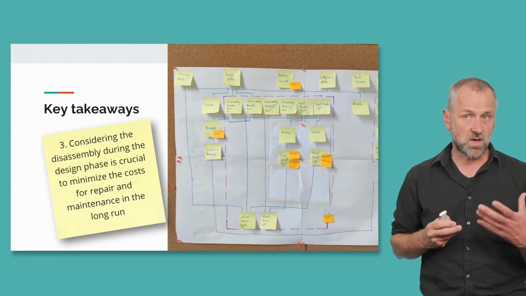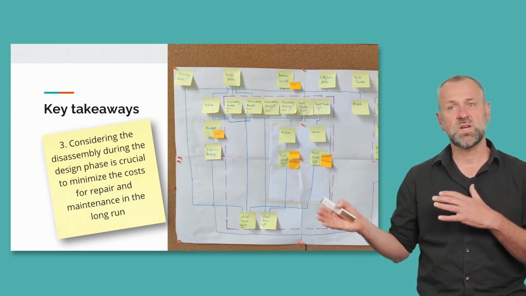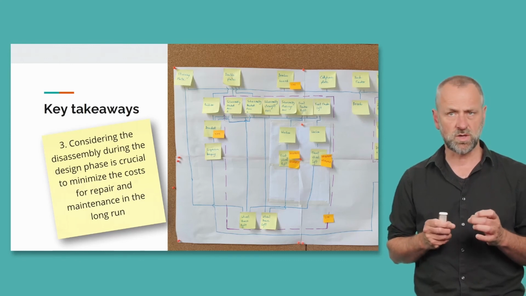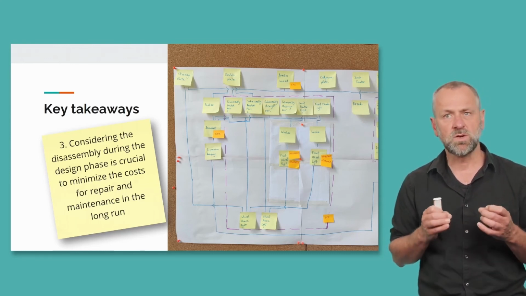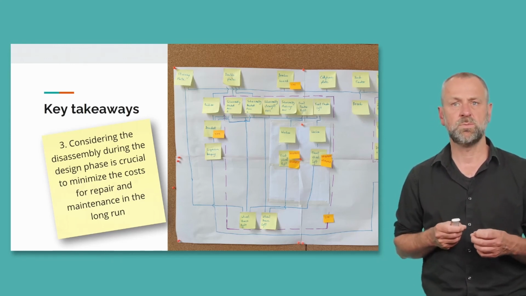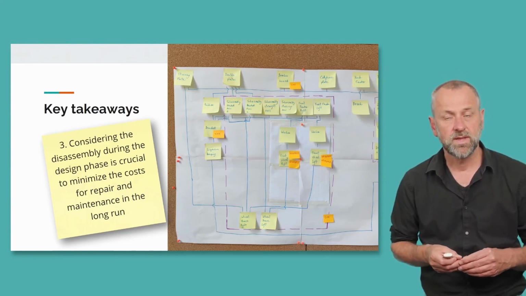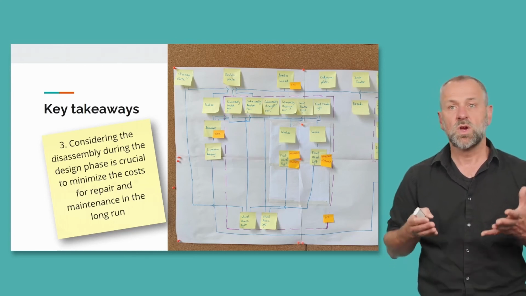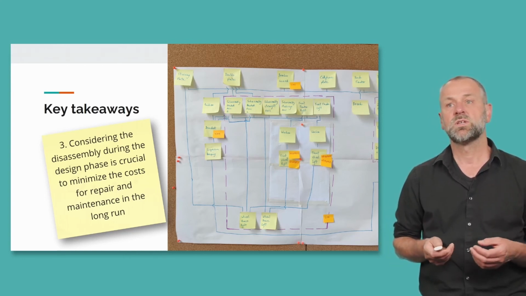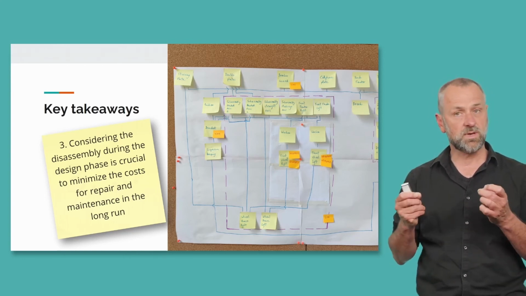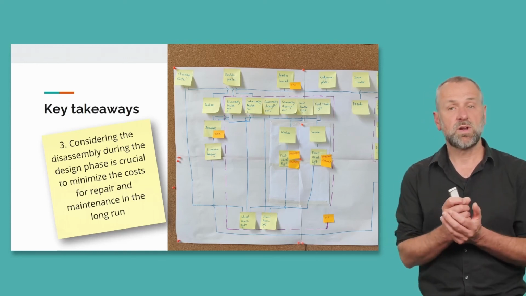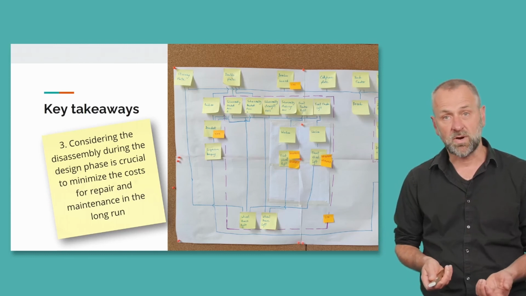After finishing the hotspot and disassembly map, one of Sarah's key takeaways was that taking disassembly into account during the design phase might even be crucial to minimize the cost of repair and maintenance in the long run. Thanks for sharing this insight. When you design new stuff, you do not take into account only initial material and assembly costs, but could take into account the life cycle cost, making the product last longer at a lower price.